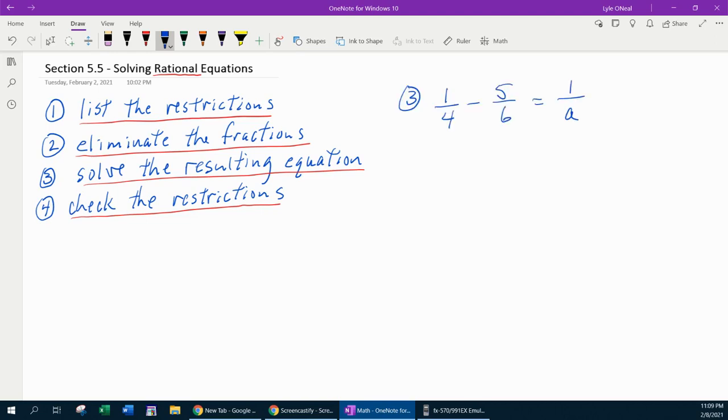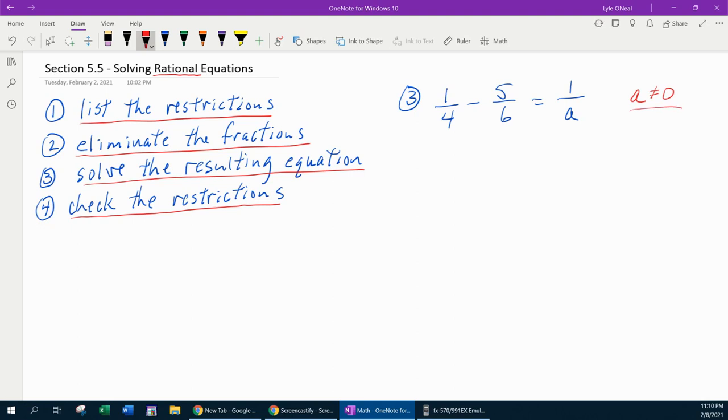Our first example is going to be number 3. Here we have a rational equation. We know it's a rational equation because there are fractions involved in which there is a variable in the denominator. So what we want to do first is list the restrictions, and the restriction here is that a cannot be 0, because if a is 0, we'll have division by 0, which is undefined. So a cannot be 0.